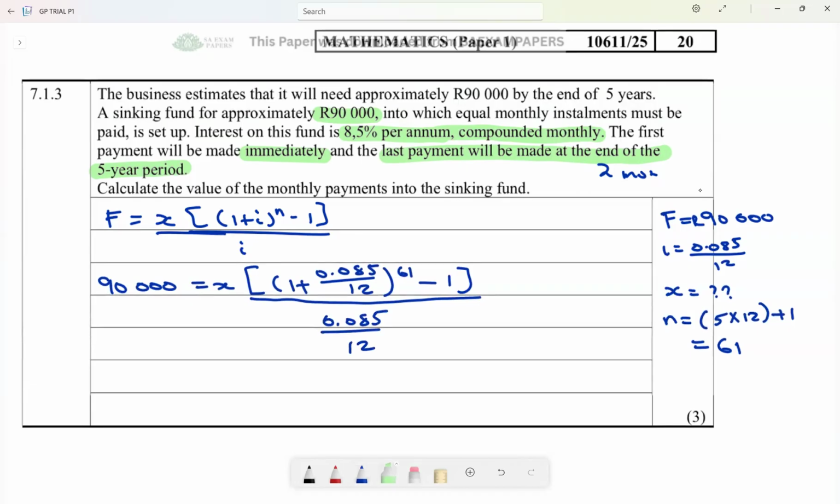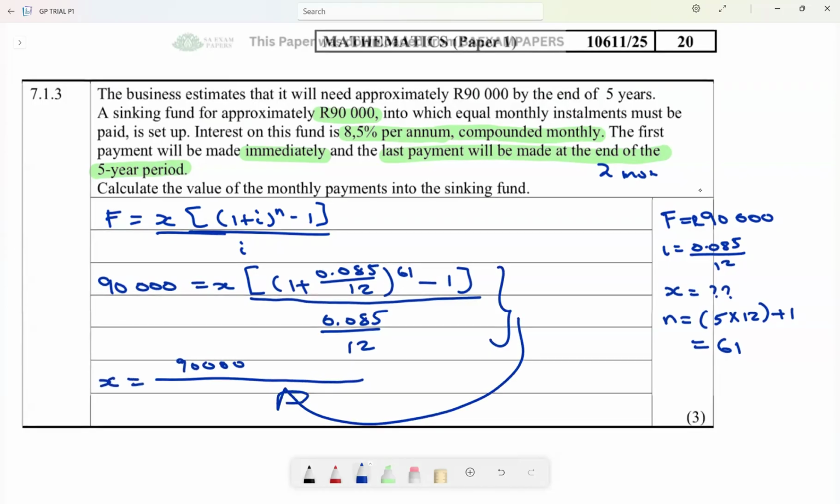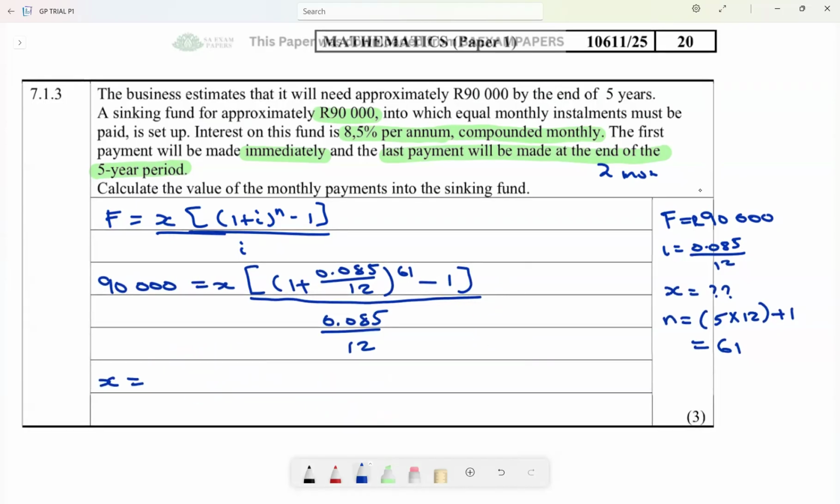So what I want you to do is say X is just equal to 90,000 divided by all of this part. When you do your mathematics, you'll get that the monthly installment will be something like 1,184.68.